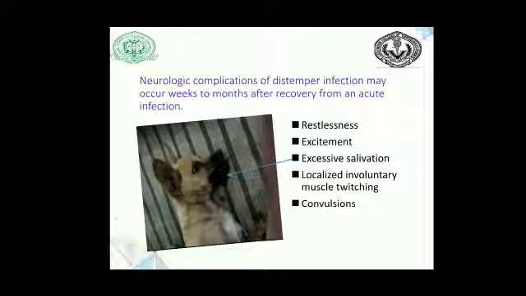At the later phase of this disease, neurological complications of distemper infection may occur weeks to months after recovery from an acute infection, which is characterized by restlessness of the animal. The animal may be too excited. There will be excessive salivation from the mouth. Here the picture is depicting it. There will be localized involuntary muscle twitching and also convulsions.